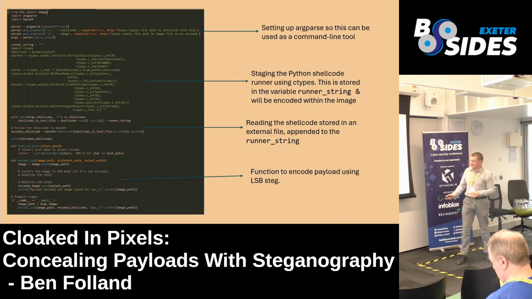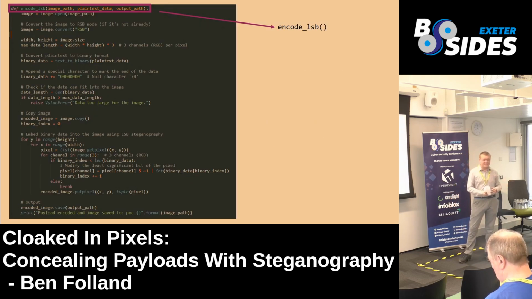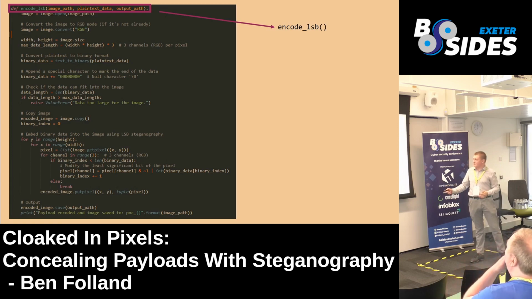We've got these functions, encode LSB and text to binary. I'm going to go over these because they're quite important. This is basically how we actually encode using least significant bit, how we do it in Python. The function takes three parameters as input: image path, plain text data, and output path.